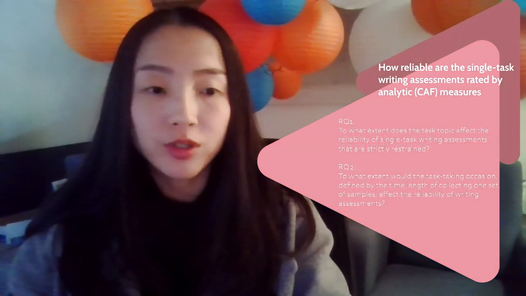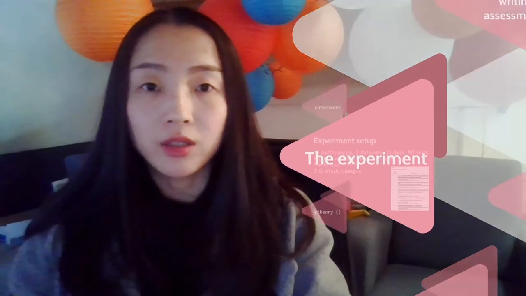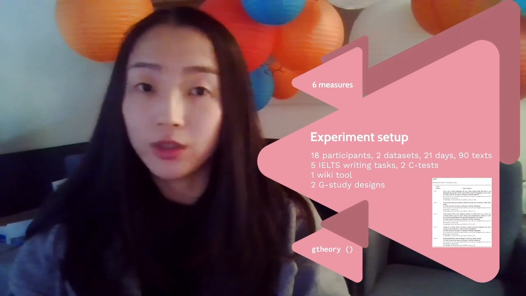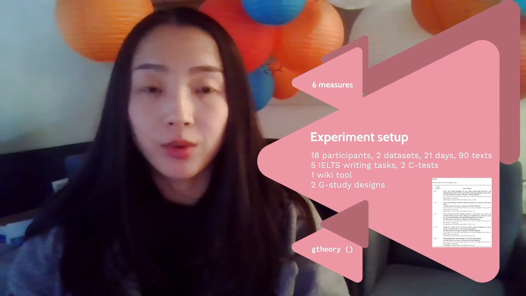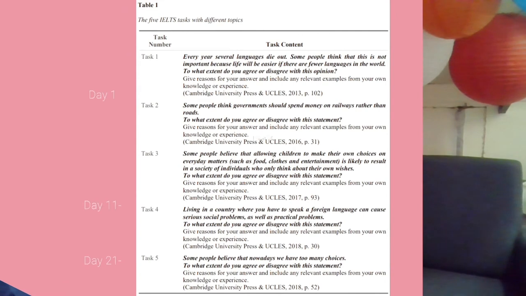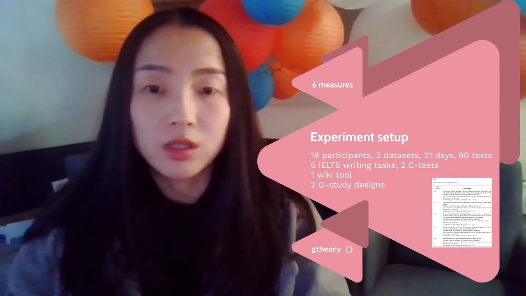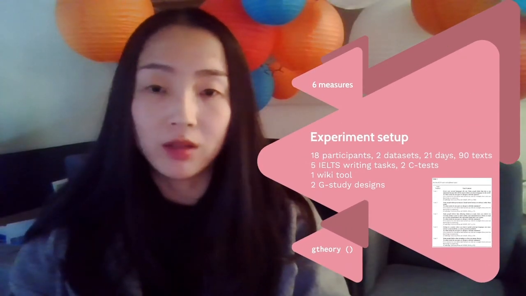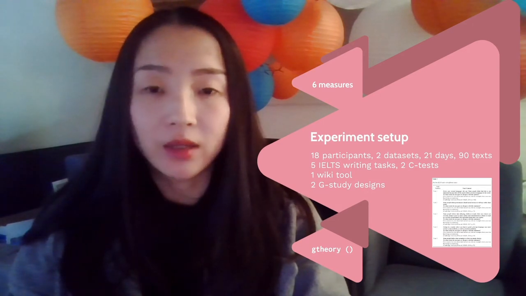To answer these two research questions, we had 18 Chinese learners of English volunteer in this experiment. They were university and pre-uni students that were interested in studying abroad. In total, they performed 5 IELTS writing tasks taken from the IELTS academic writing module, essay task. The students performed tasks 1, 2, 3 on day 1, and then task 4 on day 11, and then task 5 on day 21. In the meantime, we inserted a pair of C tests, also piloted by this study, at the beginning and end of their 21-day investigation.